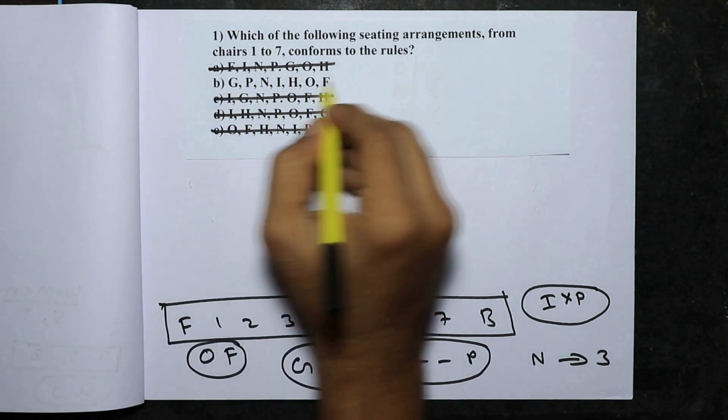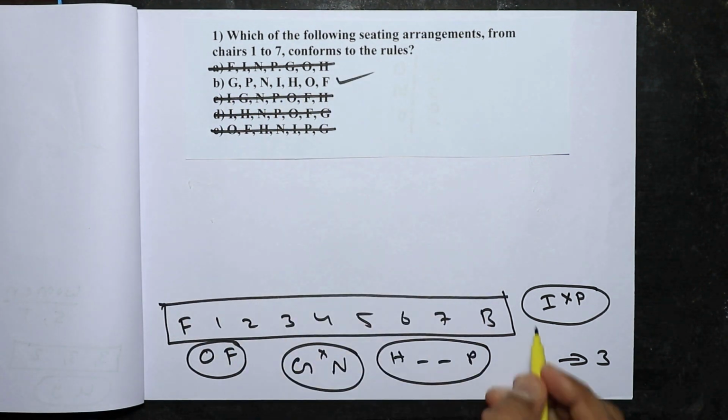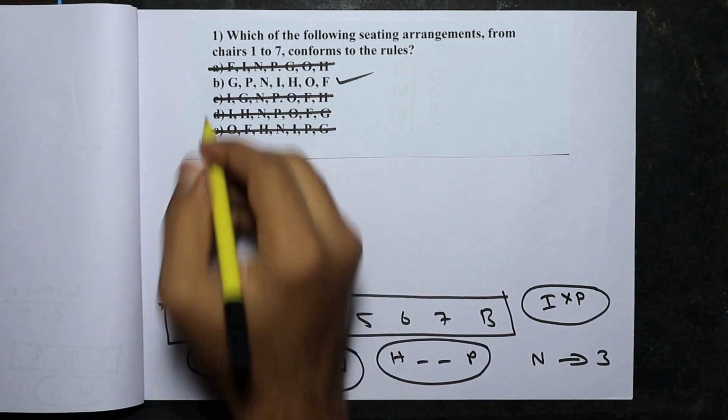So the only one left is this. So this should be the right answer. You can see that this satisfies all the rules. So the one seating arrangement which satisfies all these rules is option B.